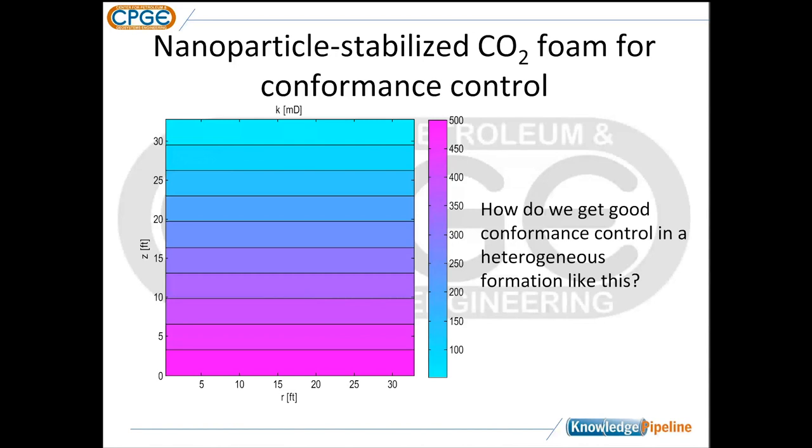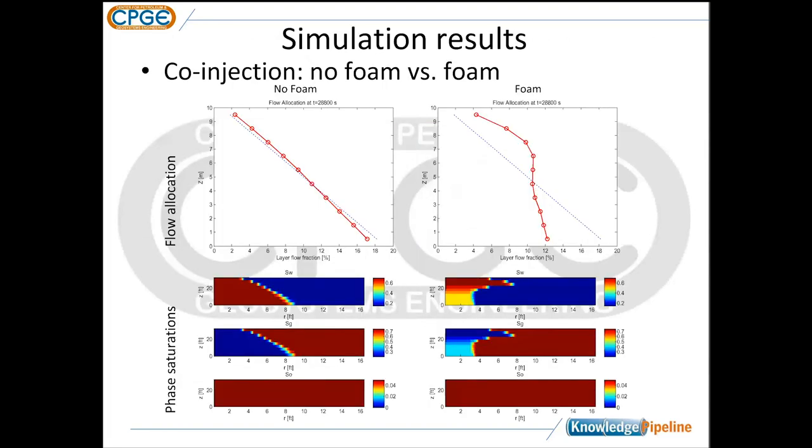One of the applications that we've been studying with these nanoparticle-stabilized CO2 foams is conformance control. If you imagine having a reservoir that has a permeability structure like what I've shown here, so we've got the depth on the y-axis and then the distance away from the well on the x-axis. And the shading there shows you that we're simulating permeability in these layers that increases with depth, going from very low permeability to up to about 500 permeabilities. And you can imagine that doing any kind of injection into this reservoir would be very, very difficult because most of the flow would occur in the lowermost layer there with the highest permeability.